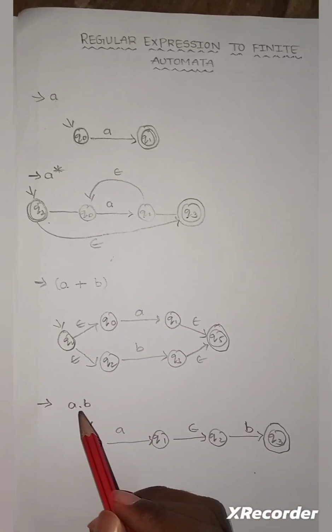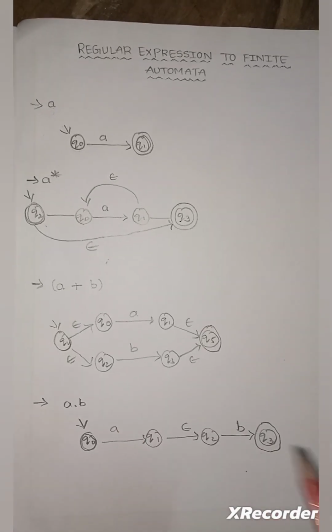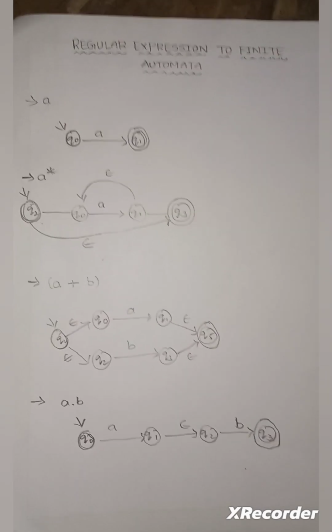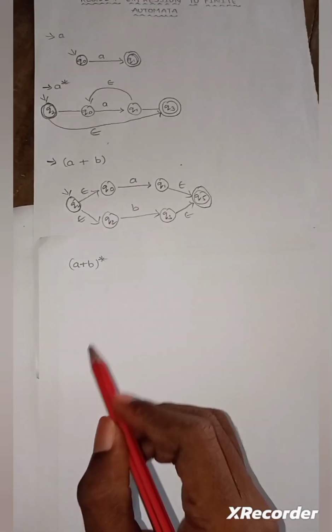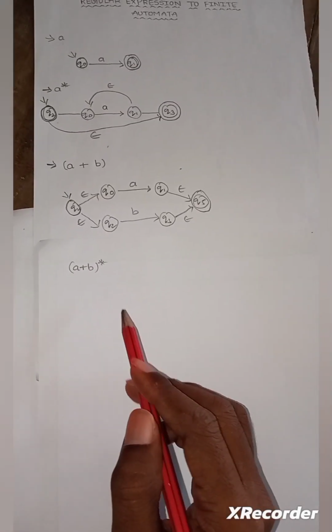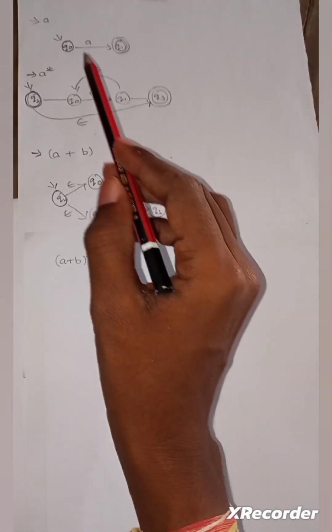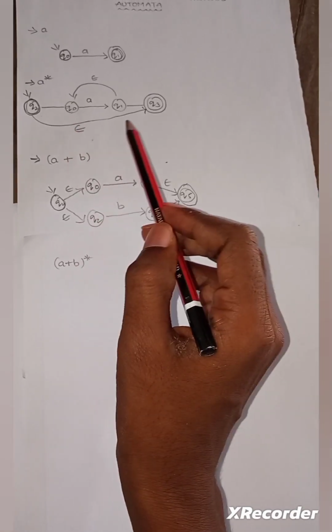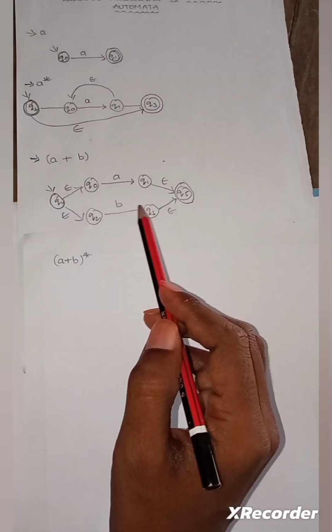And whenever we have dot, we need to take in series wise. So this is how we need to convert a regular expression to finite automata. Now we need to convert the regular expression (a+b)* to finite automata. We are aware of the concept of converting a into finite automata, a star into finite automata, and a+b into finite automata.